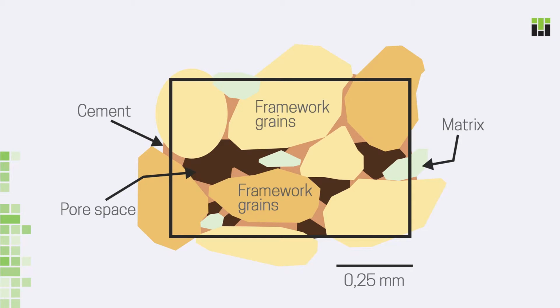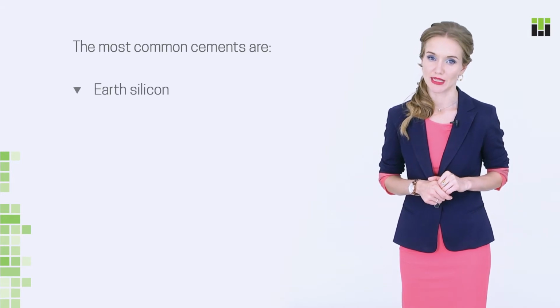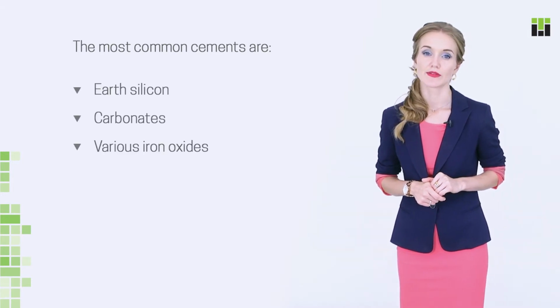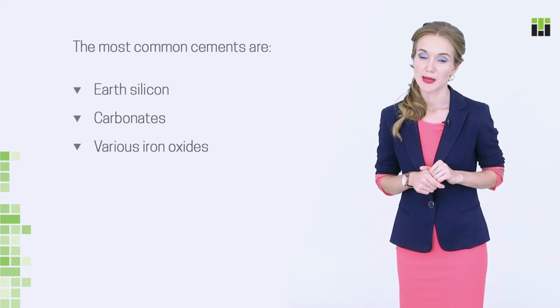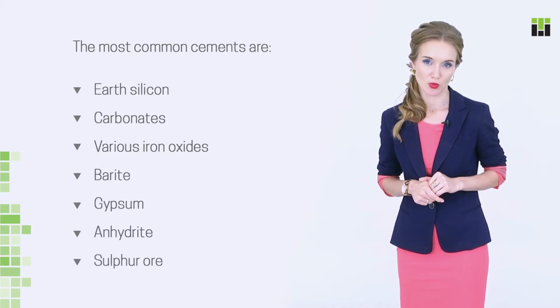So, what does it do? Right, it reduces the pore space. Cement is a chemically precipitated material that fills the space between rock grains and binds them into a solid mass. Cement may form in place or may be brought from other areas in water solution. The most common cements are silica, carbonates, various iron oxides, barite, gypsum, anhydrite, and sulfur ore.